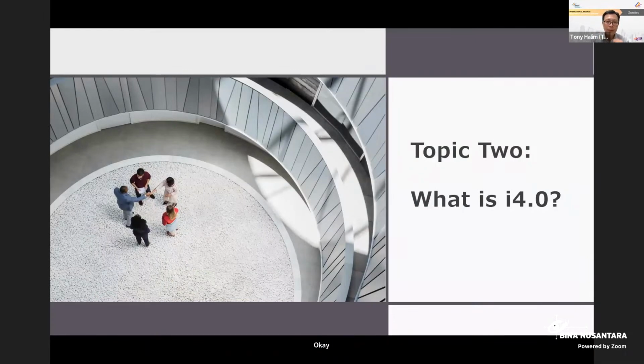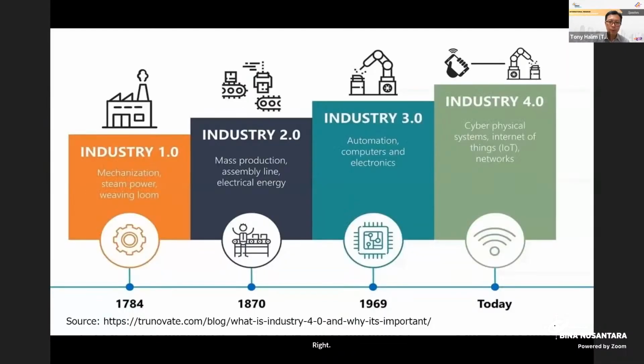So now that we understand what IE is, let's move on to what is I 4.0, which I believe you have heard about. I 4.0 is nothing new. Because it's version 4, definitely there were earlier versions 1, 2, and 3. So this is just a very simple schematic to show you how the Industrial Revolution has progressed since then.